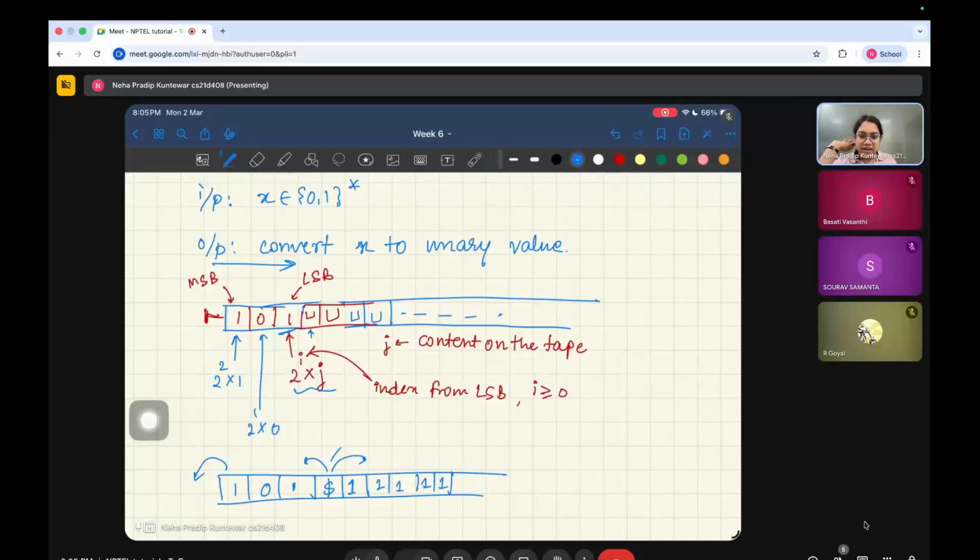That's the high level idea. So you will end up with 5 ones. Is the high level idea okay?